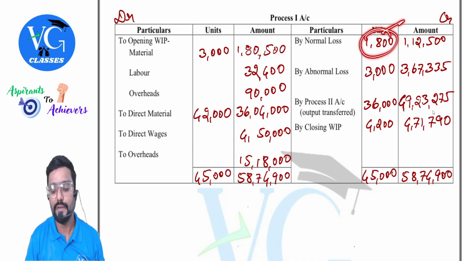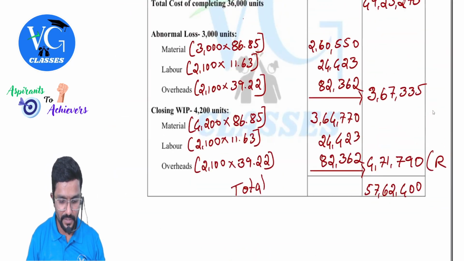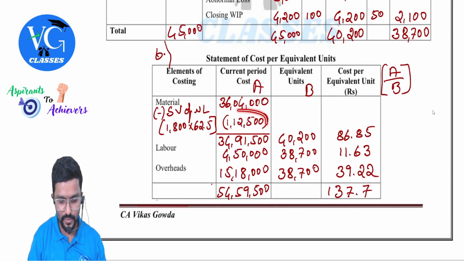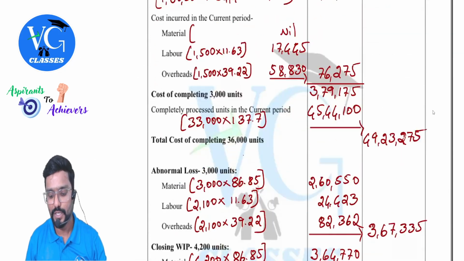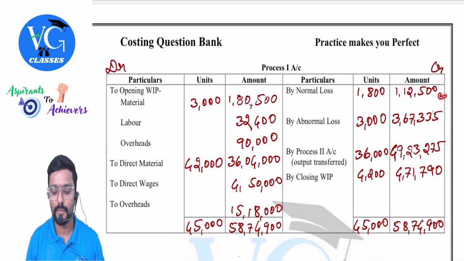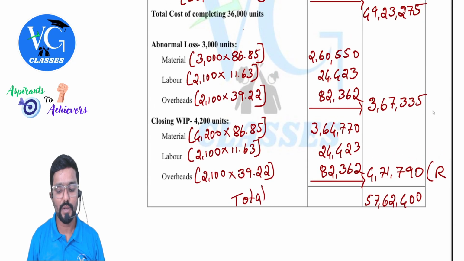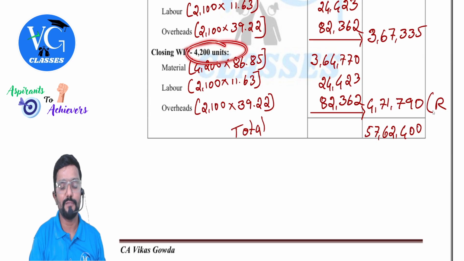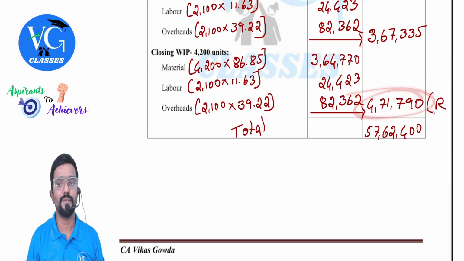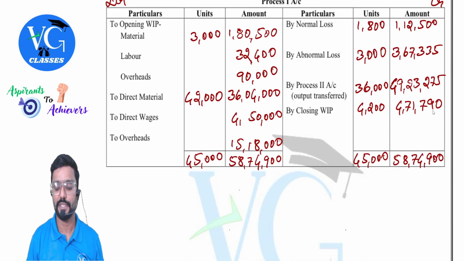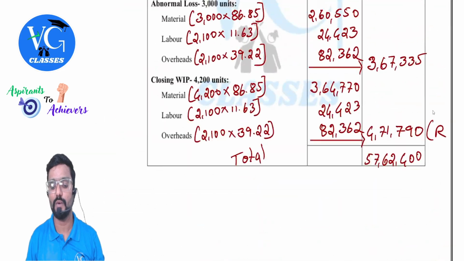Then on the credit side, normal loss 1800 units, scrap value 1,12,500, which we will take here. Then abnormal loss 3000 units. What is the cost of it? 367,335. Then closing WIP, how many units? 4,200. What is the cost of it? 471,790. Even output, how many units are there? 36,000. What is the cost of it?